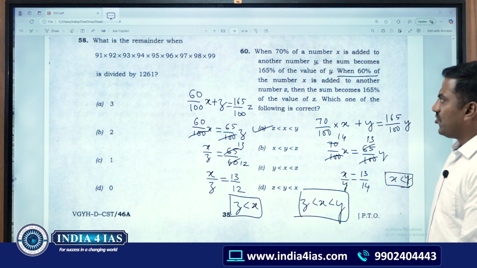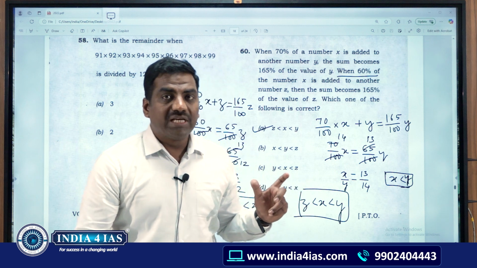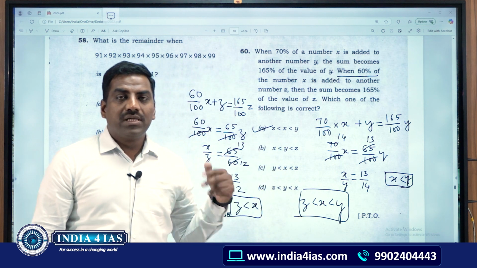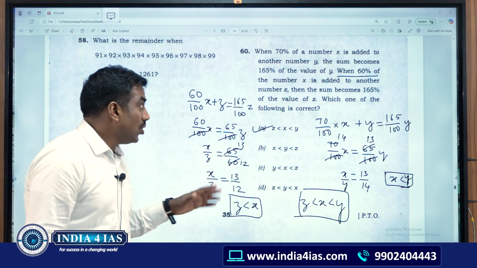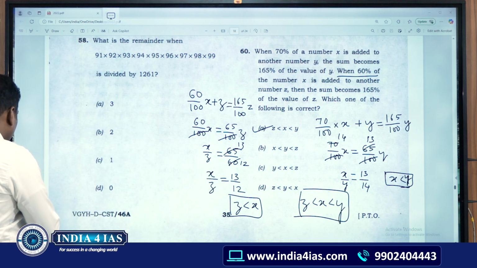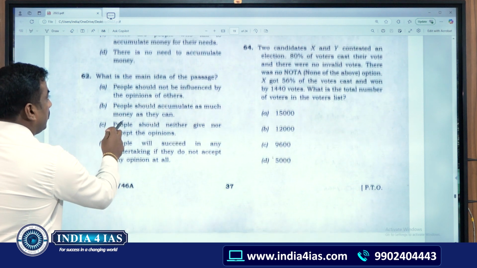Okay. So this is a straightforward problem. The first equation is giving the comparison between two variables. Then the next one is giving the comparison between two variables. That's it. So here we can solve this question very easily. Not troublesome at all. Next question, 64th.